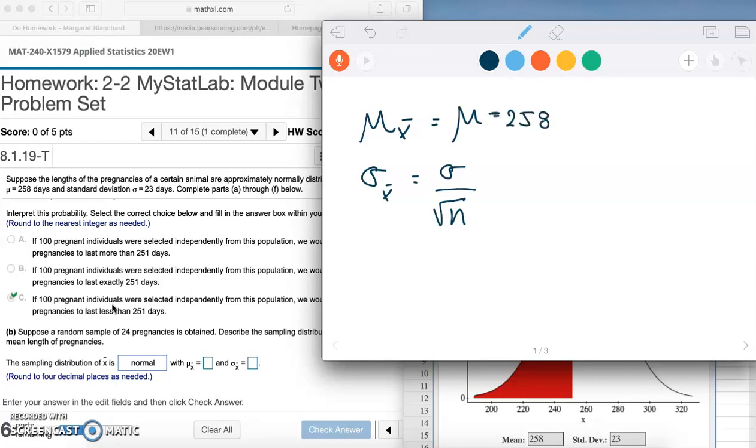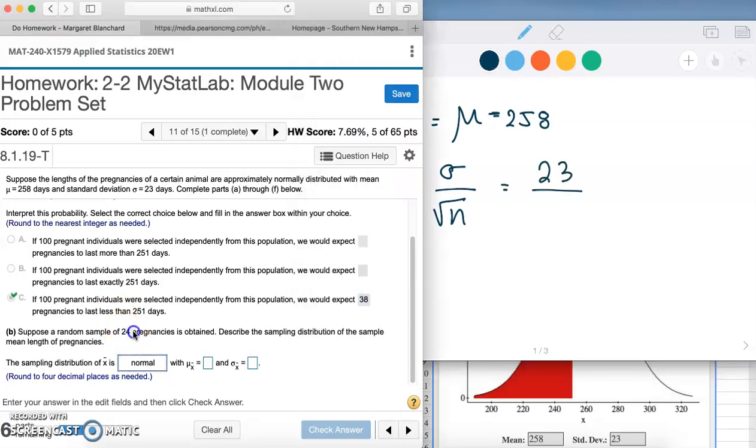All right, now we need to do the sigma. So we had our original standard deviation was 23, and now our n is 24, right? We're pulling a sample of 24. So we're going to say the square root of 24 on the bottom. Now I put that into my calculator, and let's see what we get.